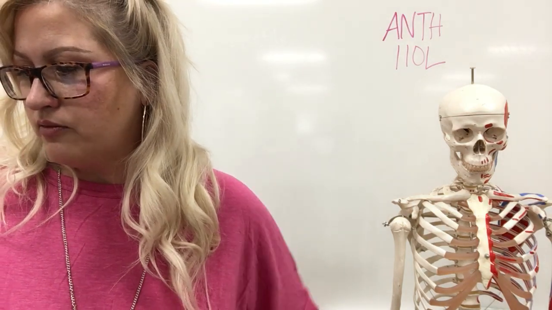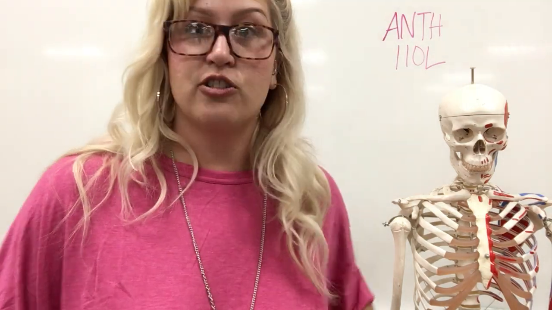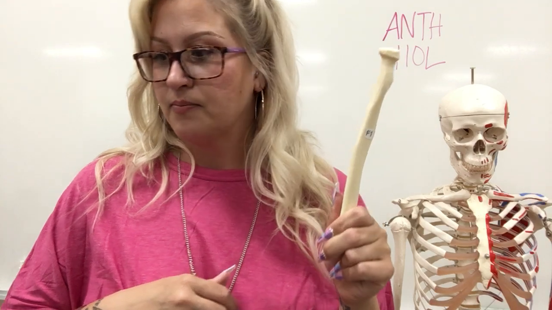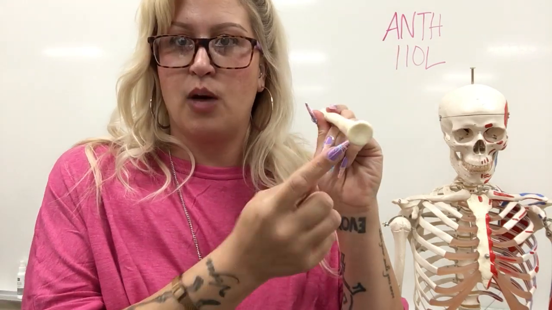The next feature, the next bone, the radius, just like we were talking about the radius, here it is. And you can see this is the one that at the top has this very circular part. That's the radial head.